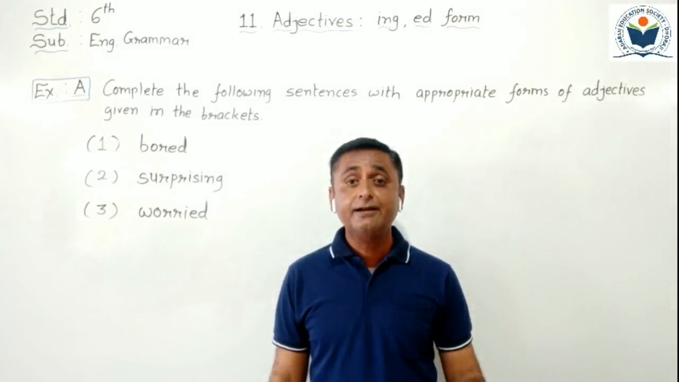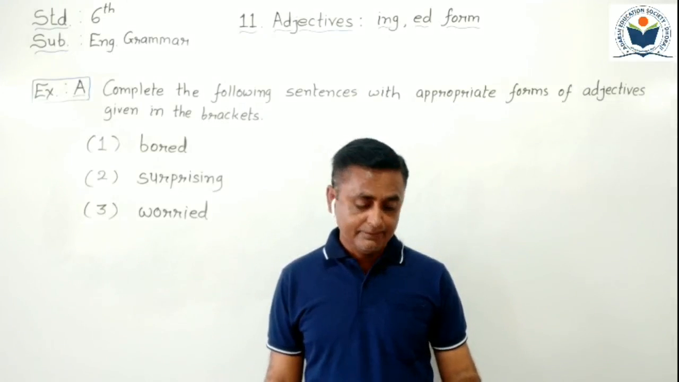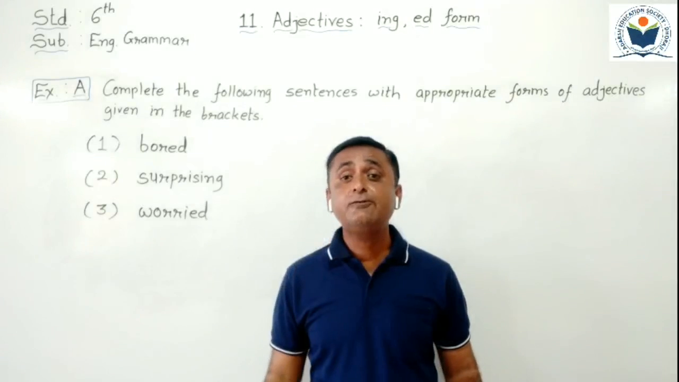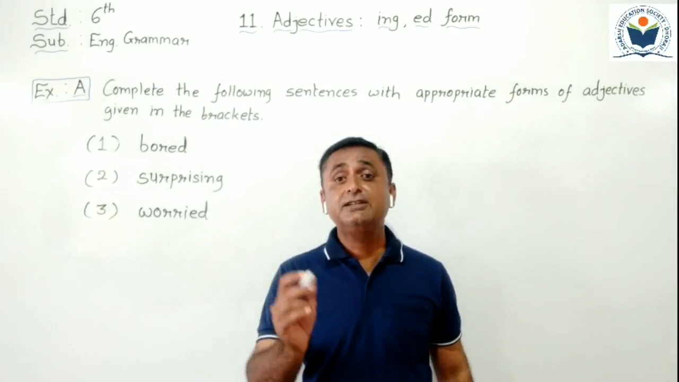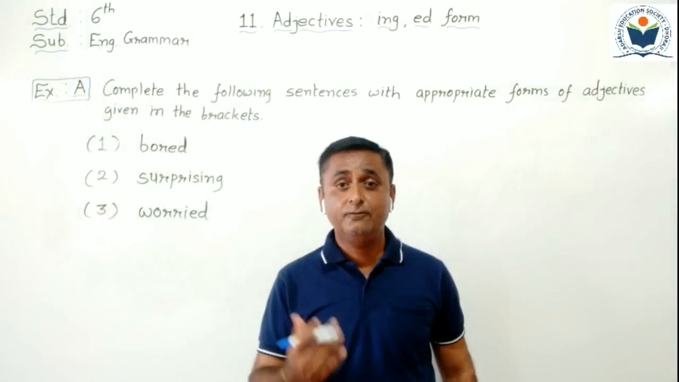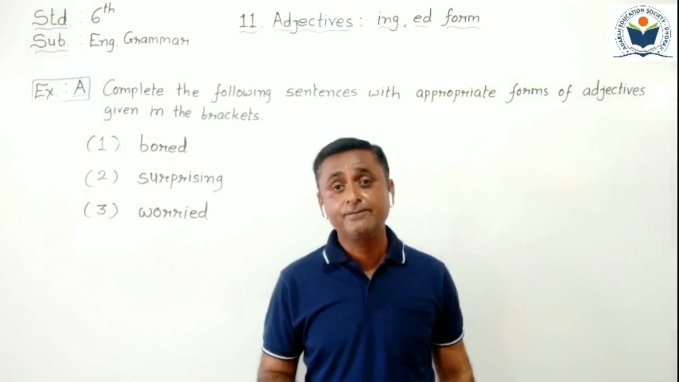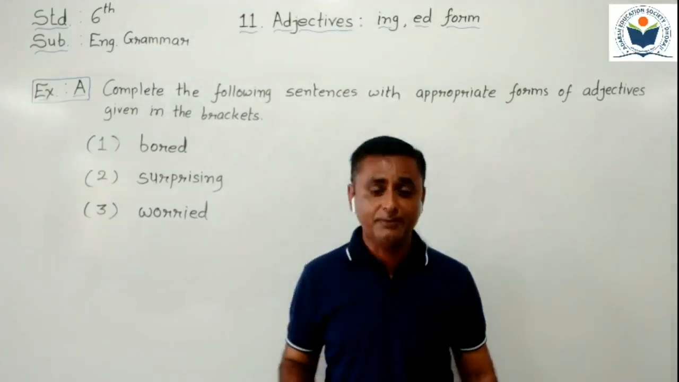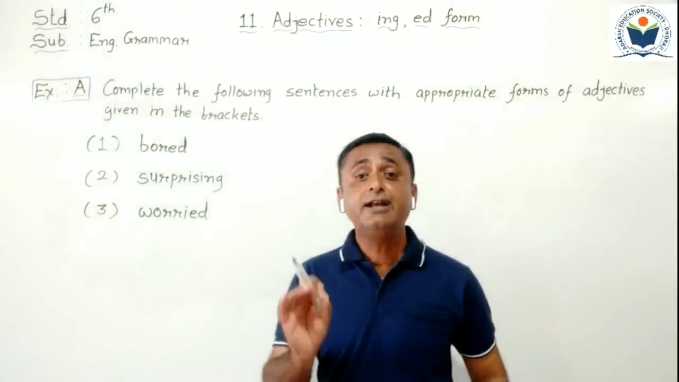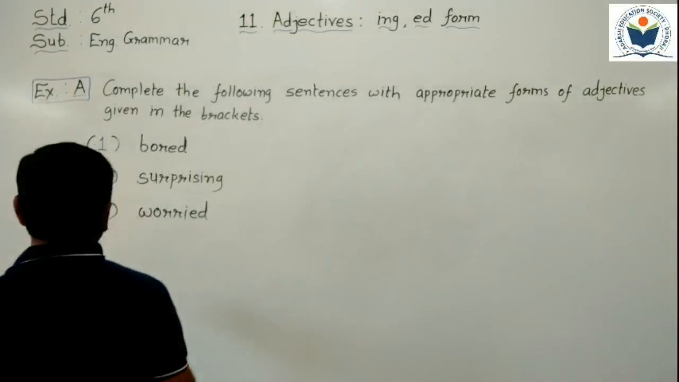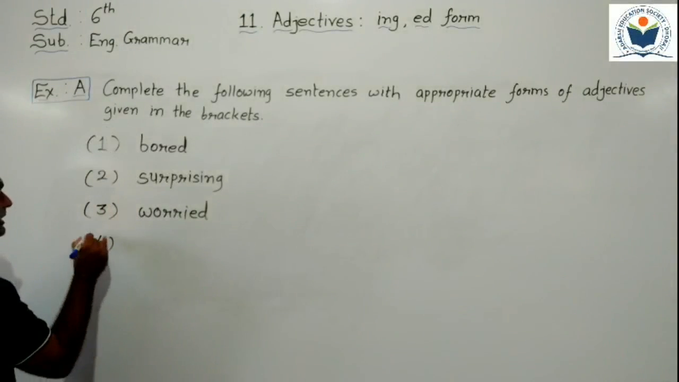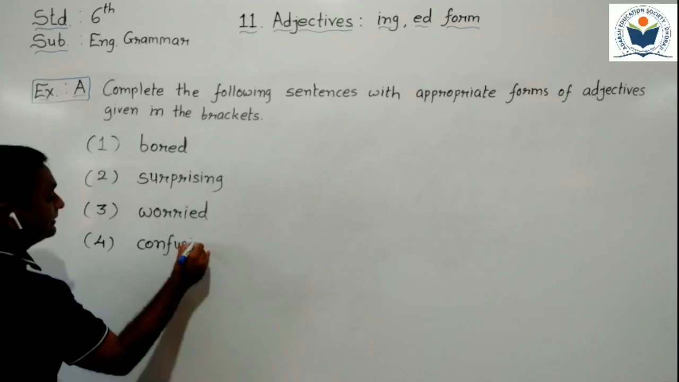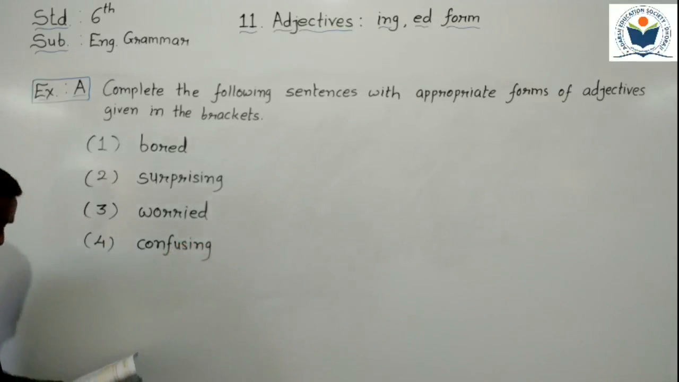Here in brackets, the word confused is given. Here we discussed the theory of Einstein, so it is a type of description. To describe something, which form do we require? The ing form. So what do we have to put here? Confusing. We have to put confusing here. Fourth answer becomes confusing.